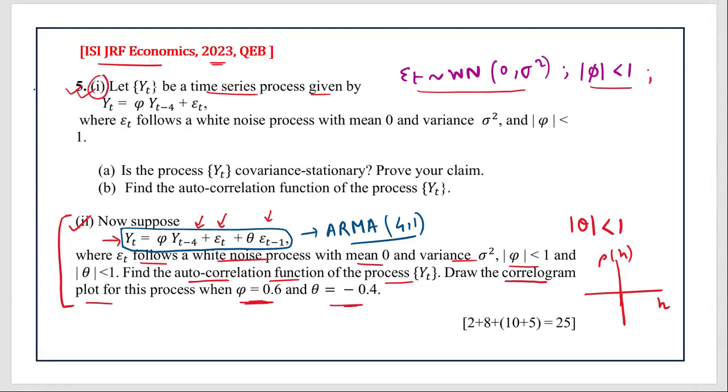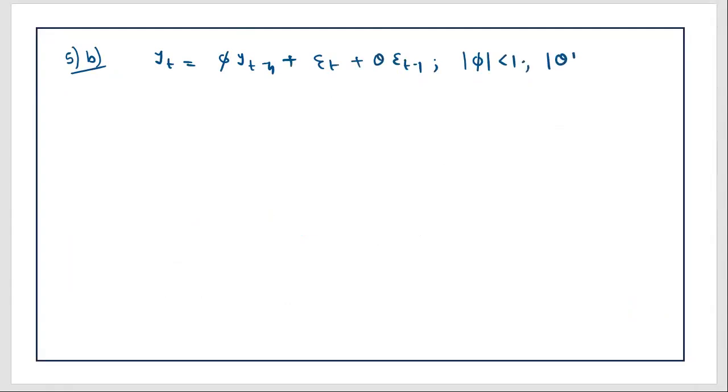Now let's move ahead and try to solve this question. This is part B or part 2 of this question. Yt is given to you as phi Yt minus 4 plus epsilon t plus theta epsilon t minus 1, where mod phi is less than 1, mod theta is also less than 1, and epsilon t follows a white noise process with mean 0 and a variance of sigma square.